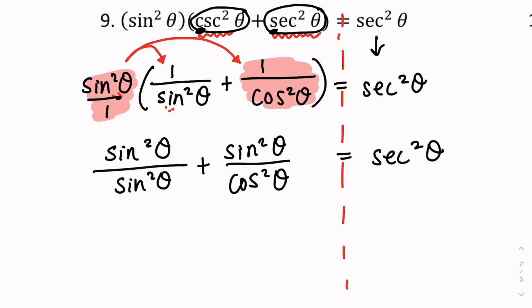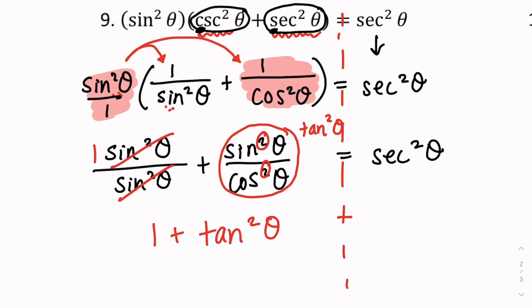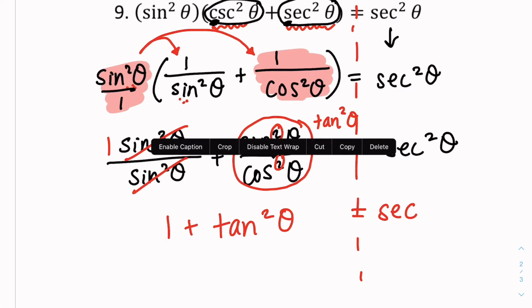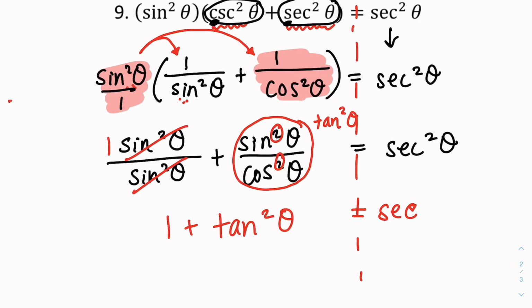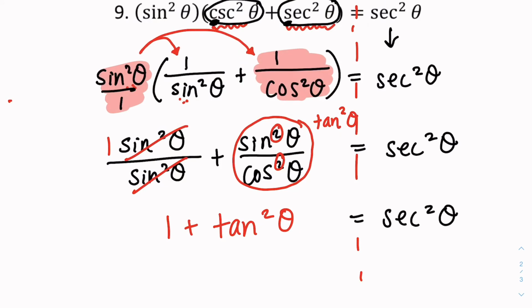So what can we do now? Well, what can we simplify? On the left side, sine squared over sine squared just becomes 1. So I'm left with 1 plus, and sine squared over cosine squared, well, that looks awfully like my tangent formula. Except these guys both are squared, right? Sine over cosine is tangent. But sine squared over cosine squared is tangent squared. Yay. So we are getting somewhere. Equals secant squared theta.